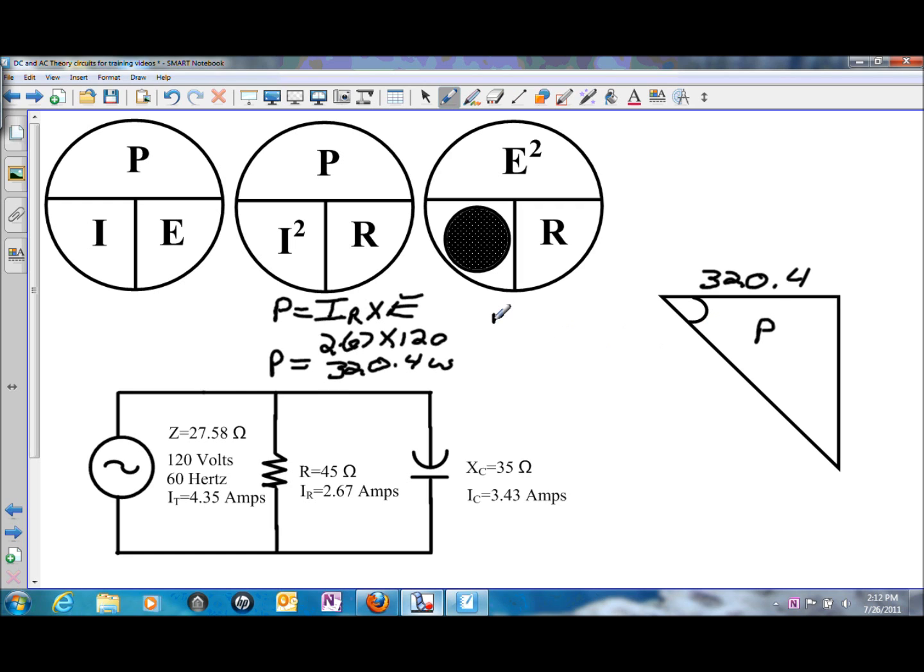Second one, we're going to use the capacitive current times the voltage. Capacitive current is 3.43 amps times the 120 volts from the source, and that will give us a power through the capacitive branch of 411.6 vars. And that is the reactive power.